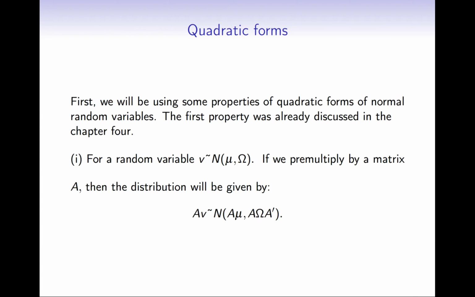Okay, so we're going to need some properties of what are called quadratic forms in order to do these more complicated kinds of tests. For a random variable v, usually a vector with some normal distribution, mean mu and variance omega, if we pre-multiply by A, then the distribution of Av is going to be mean A mu and variance A omega A prime. I think we already covered this in a previous set of slides.